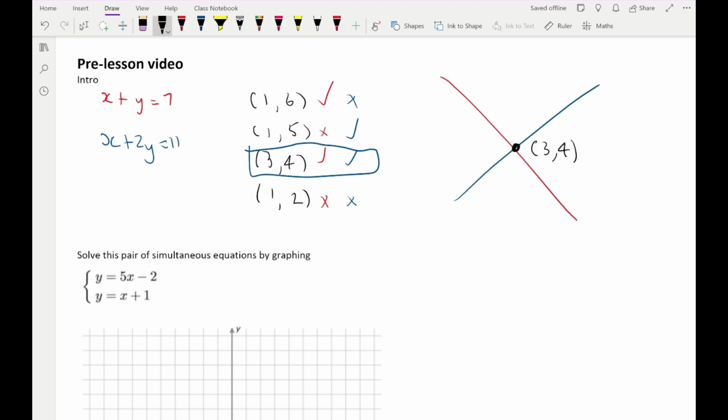And unless the lines are doing something weird like being parallel lines, they're always going to meet in this one unique point. Could be a different point if you have two different lines, but there's always one point. In our case, it's (3, 4). And this is called the solution to the simultaneous equation. It's called simultaneous equations because we're trying to solve two equations at the same time.